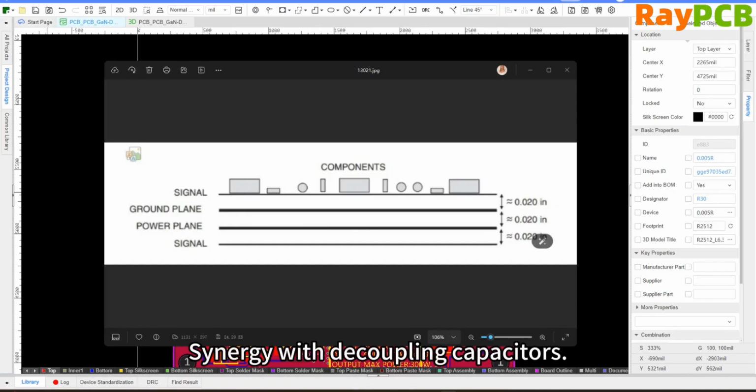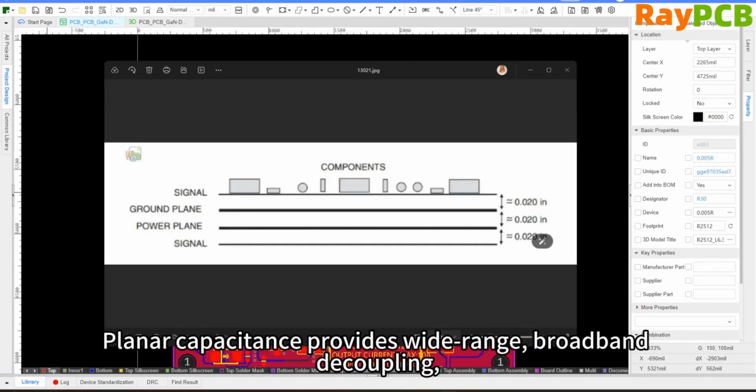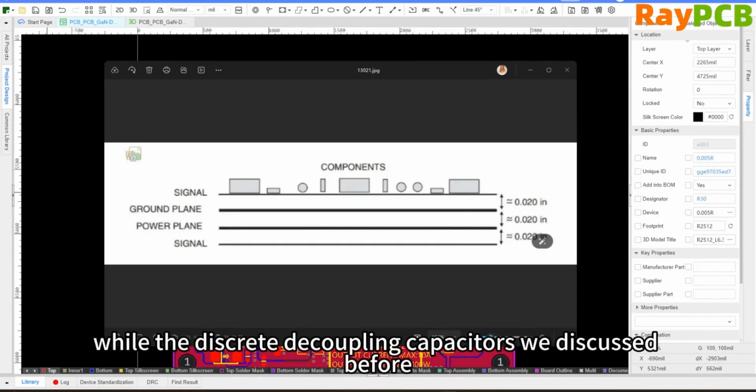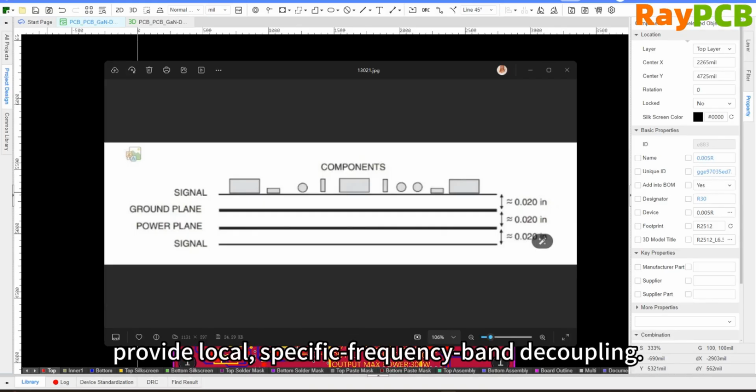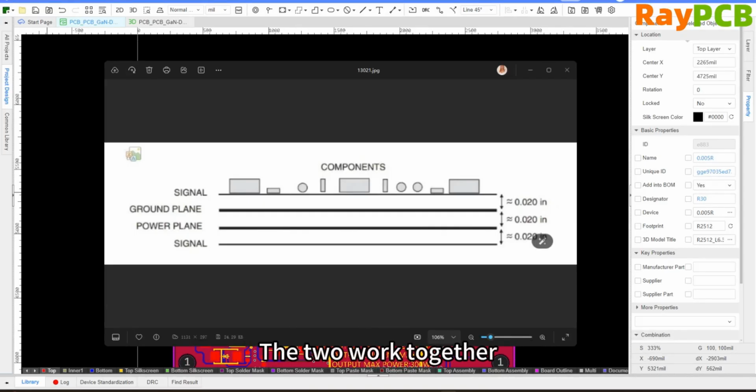It also works in conjunction with decoupling capacitors. Plane capacitance provides wide area broadband decoupling, while the discrete decoupling capacitors we mentioned earlier offer localized decoupling for specific frequency bands. Working together, they help deliver a stable power supply.